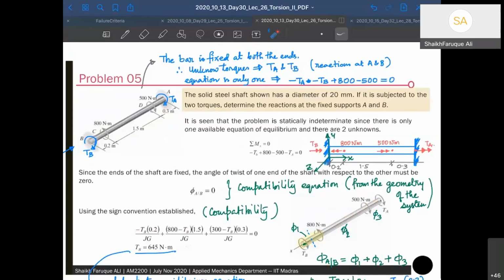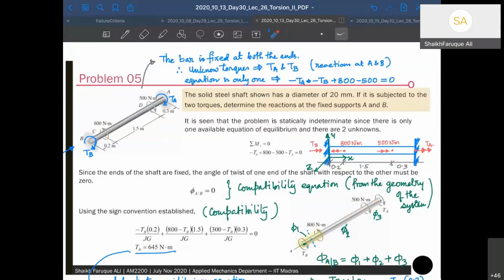Okay, so you can take a cut here and look on the other side. That will be only 300. Total is 300, right? So that's going to be minus 500 plus 800 minus TB. So 300 minus TB into 0.3 equal to 0. So with this, you can solve for TB.